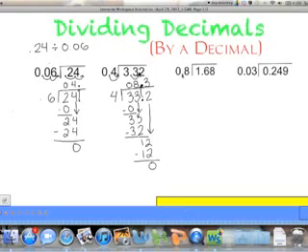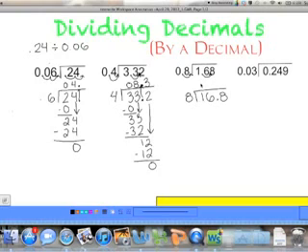So for our first problem, we have to move our decimal over just one spot to get a whole number. So we have to move our decimal over one time to get a whole number here. So our new problem becomes 16.8 divided by 8.